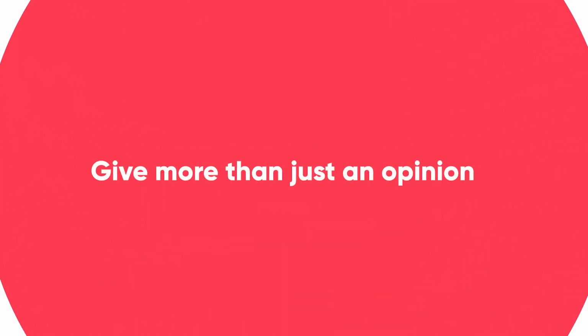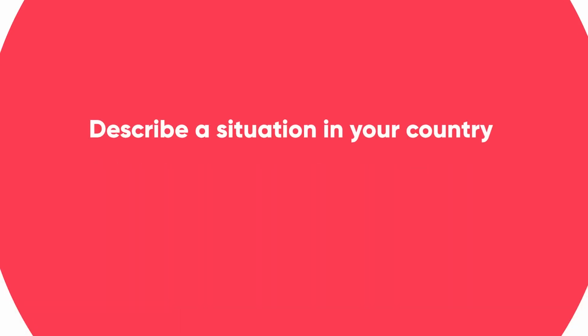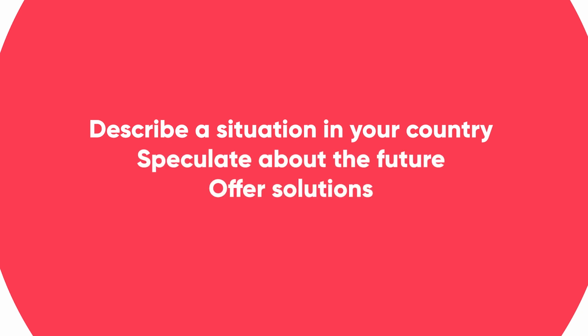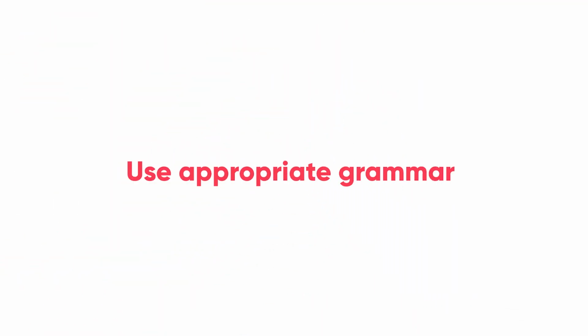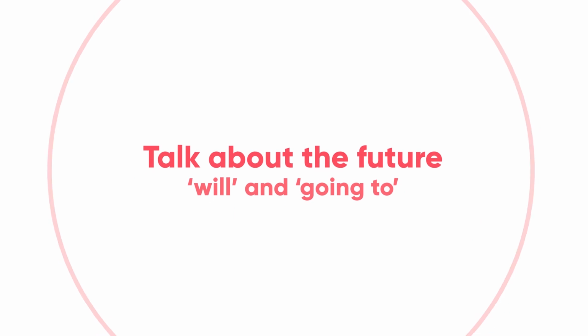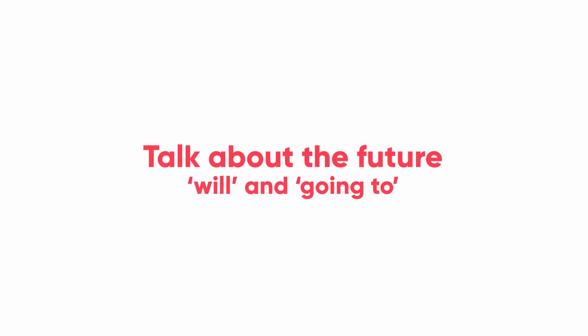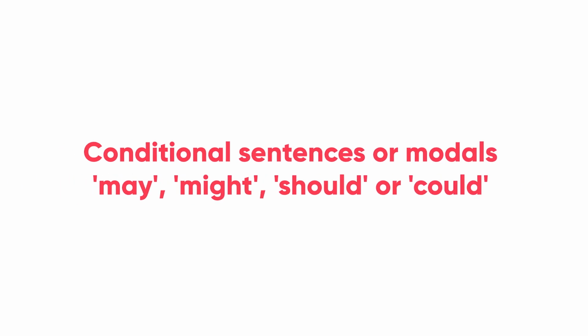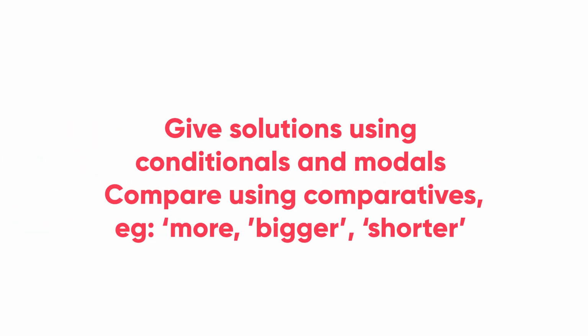The questions in speaking part 3 will want you to give more than just an opinion. You may be asked to describe a situation in your country, speculate about the future, offer solutions, or make comparisons. You need to make sure that you use appropriate grammar to be able to give an adequate answer. Talking about your country may require you to use a combination of past, present, and perfect structures. So if you need to talk about the future, you can try to use sentences with will or going to. You could try conditional sentences or modals such as may, might, should, or could. You could also use conditionals and modals to give solutions. Any comparisons can be made, obviously, with comparatives.